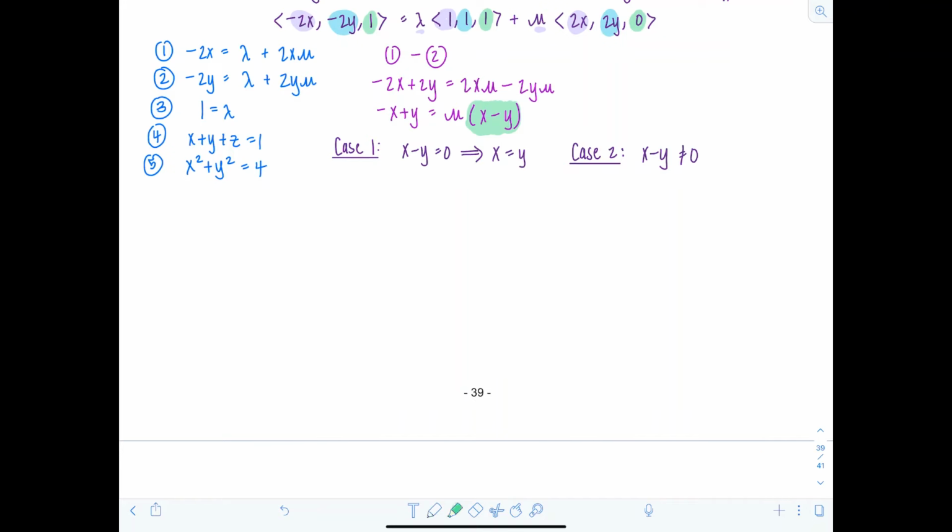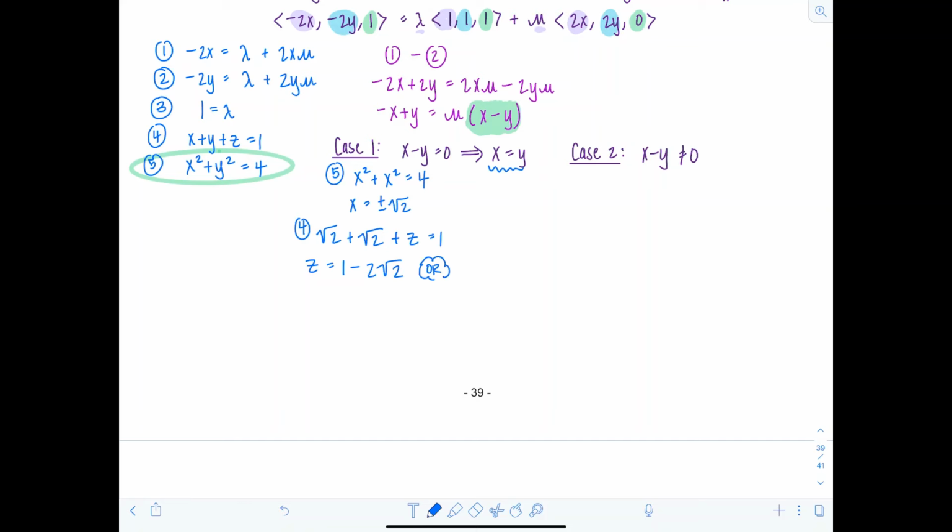Well, I notice over here equation 5 only includes x's and y's, so that looks like a nice place to go. So into equation 5, I'll have x squared plus, I'm assuming x is equal to y in this case, so x squared plus x squared equals 4, which means 2x squared is 4, so x equals plus or minus the square root of 2. Well, that's good. Now I can go to equation 4, and since we're assuming x is equal to y, then if x is rad 2, y will also be rad 2, plus z is equal to 1, which means z equals 1 minus 2 rad 2.